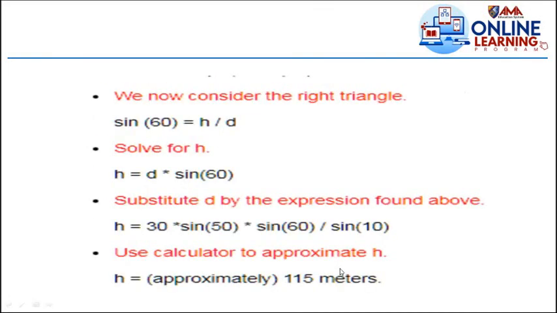So that ends our discussion for today, which is all about the applications of trigonometry, part 1, which is all about the law of sines. Thank you.